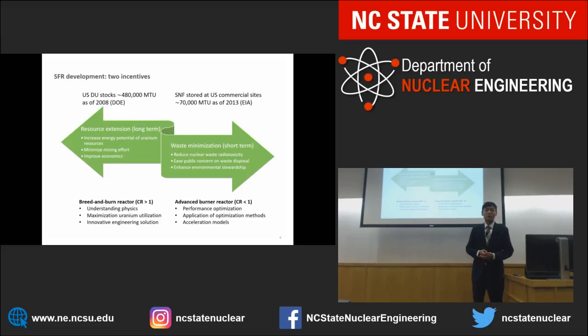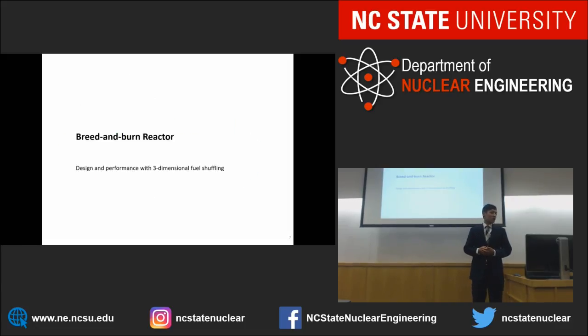One nice thing about the fast reactor system is that these two designs are really interchangeable. It's easy to do. You just change the pitch to diameter ratio in the design, and then you can convert a burner to a breeder. You cannot do this so easily with light water reactors. So I'll start with the first part, the breed-and-burn type reactor. I'll focus on the design and the performance of a three-dimensional fuel shuffling, which I'll tell you why we need.